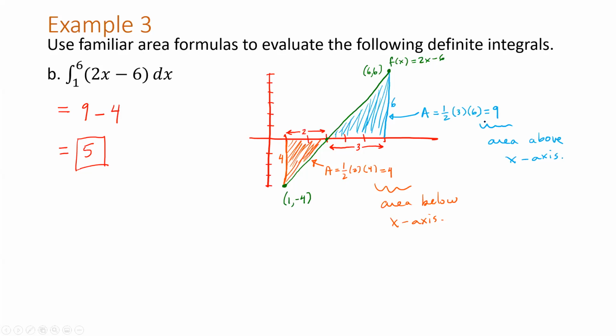Okay, so actually part of this was figuring out, I kind of did this mentally, just observing that when I put x equals 3 in here, we get 0. So part of this was observing that it crosses the x-axis at the point 3, 0. That was a necessary component to figure out how these two triangles are formed.